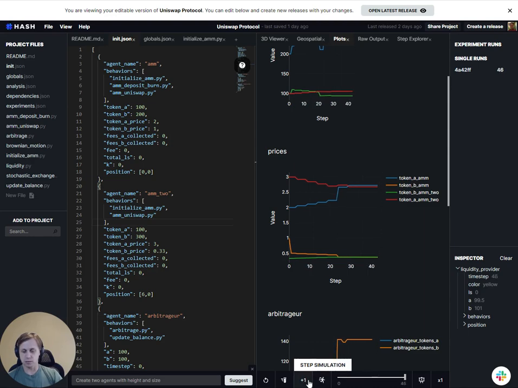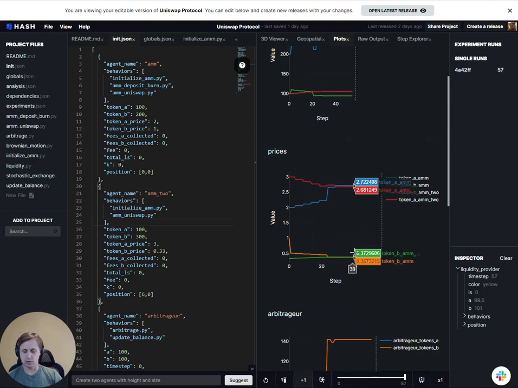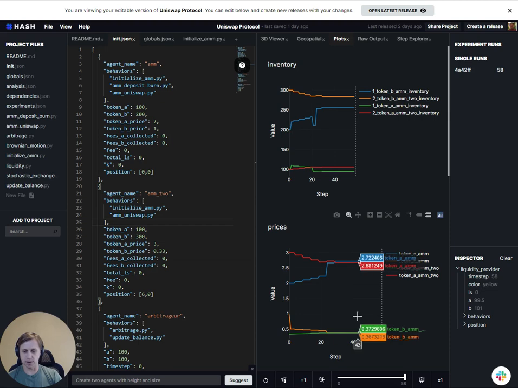Now if we continue, notice that we've reached equilibrium. The prices are basically the same on both exchanges. The reason they're not perfectly the same is, one, there are some fees, and two, for convenience, I set it such that an agent would only ever buy one token at a time, as opposed to fractions of the token.